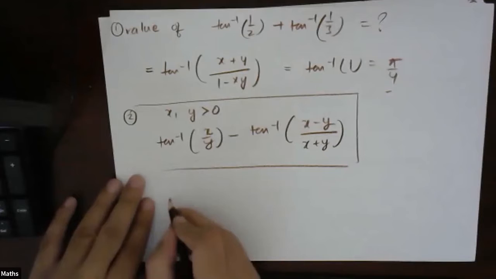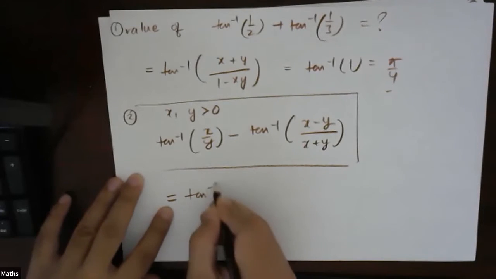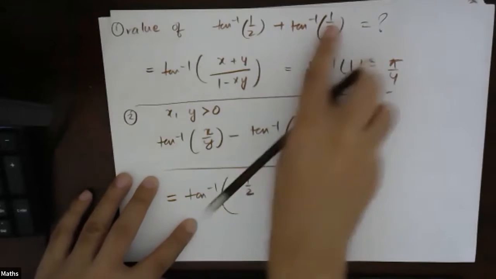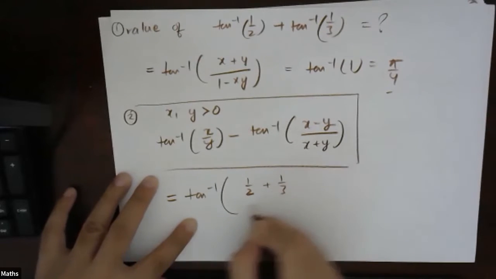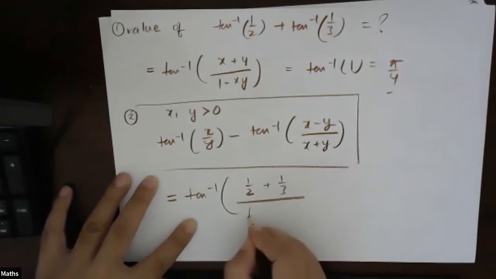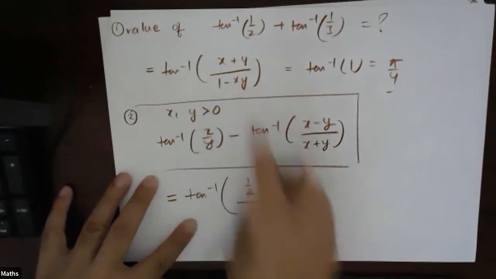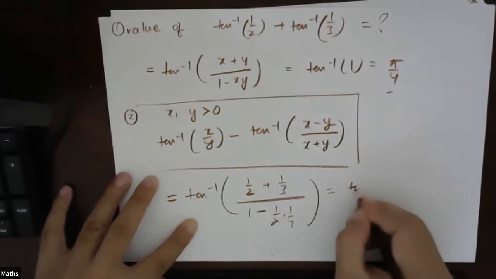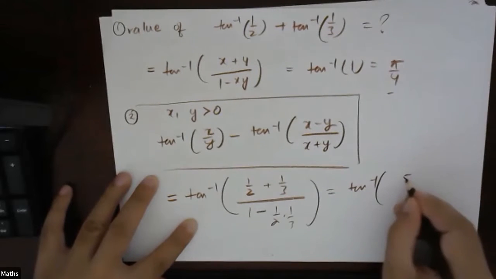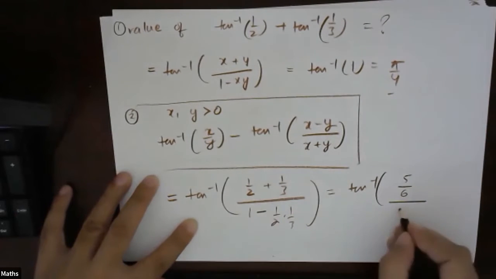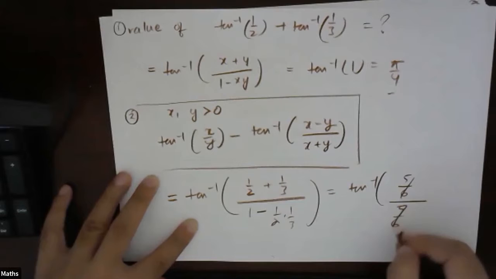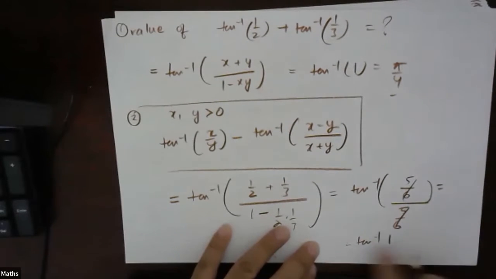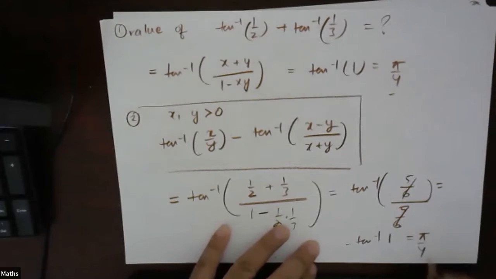So simply what I've done is, in this case, I've taken tan inverse of x, where x is 1 by 2, plus y, which is 1 by 3, upon 1 minus 1 by 2 into 1 by 3. So this will become tan inverse of 5 by 6 upon 5 by 6, so this gets cancelled. So this is nothing but tan inverse of 1, and tan inverse of 1 is nothing but pi by 4.